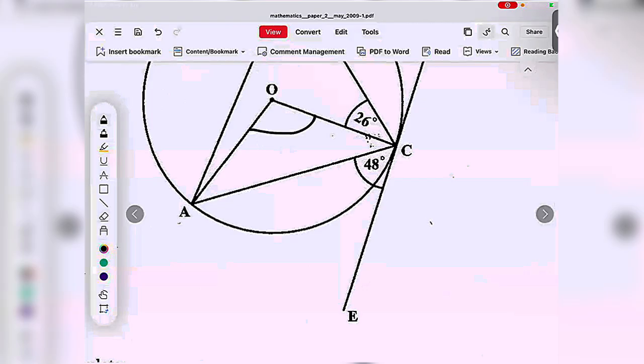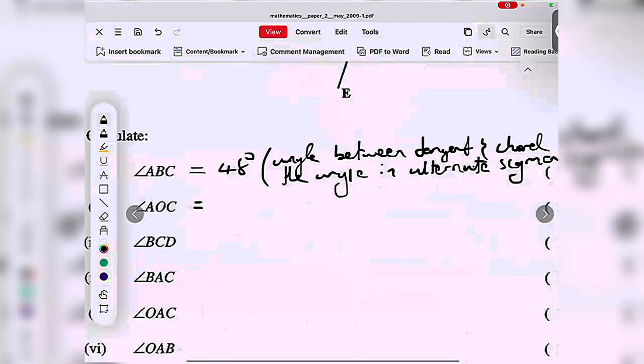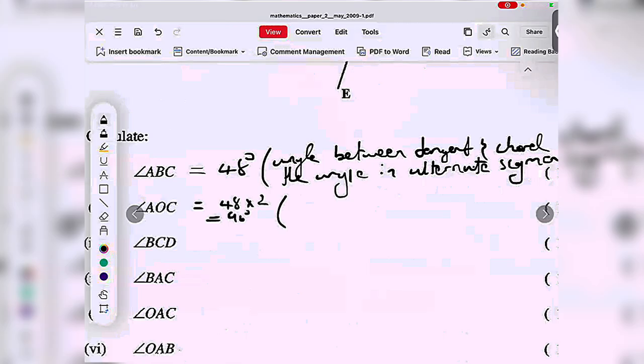So all you have to do now, Lexi, is just double the angle we just found. So the angle right here is going to be 48 times 2, which is equal to 96. And then, Lexi, what is the theorem? The central angle theorem. Yeah, man. Central angle theorem. Very good.